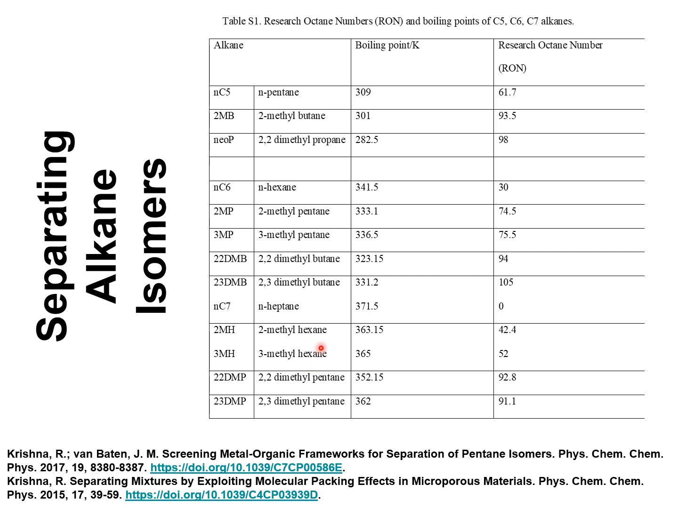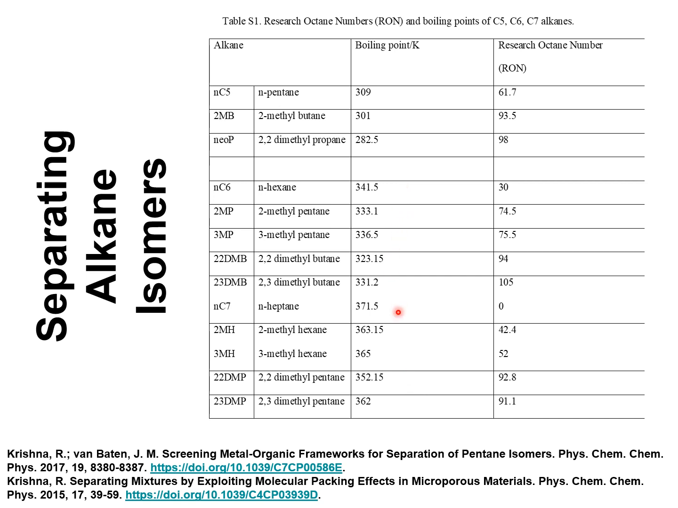three different fractions: linear, monobranched, and di-branched. And the di-branched isomers are the preferred components to be separated and incorporated into the gasoline pool. And the question is, how do we separate the di-branched isomers from the monobranched isomers, and how do we separate the monobranched isomers from the linear isomers?